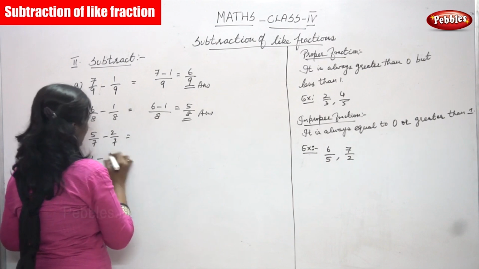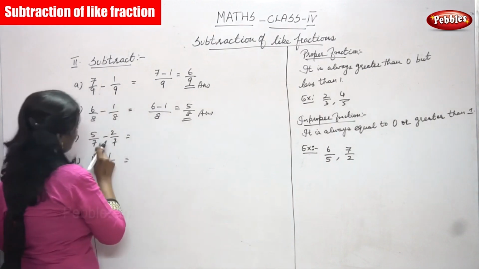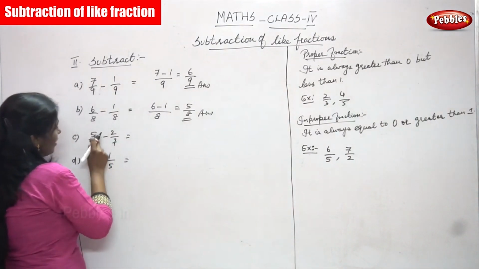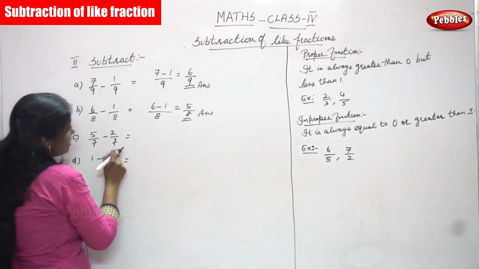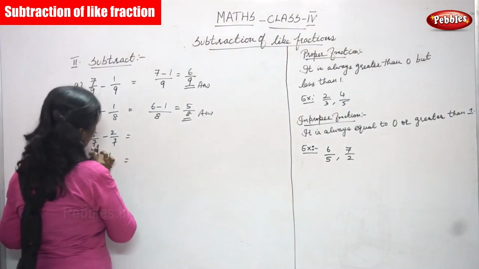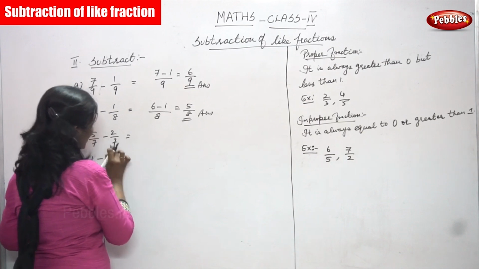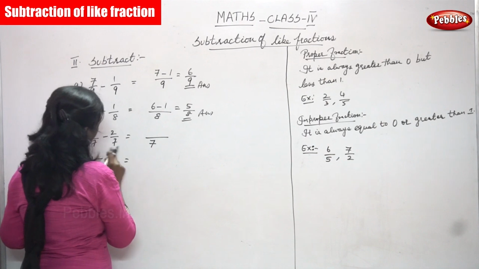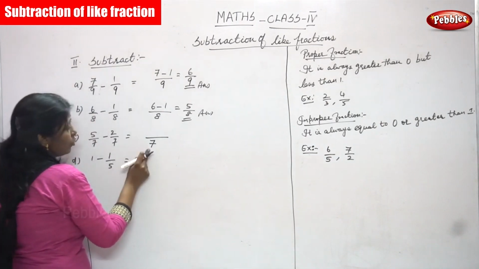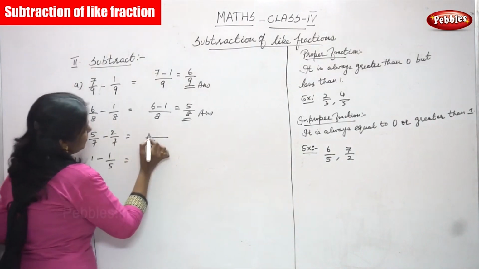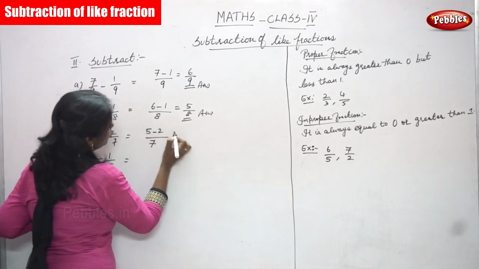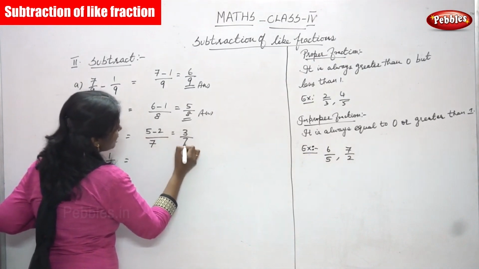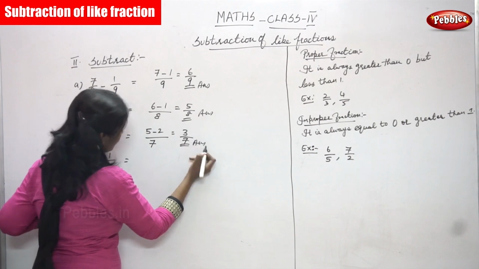Next, the third sum, that is 5 by 7 minus 2 by 7. I'll repeat, 5 by 7 minus 2 by 7. You look at the denominators, and both are the same. That means it is a like fraction. If the denominator is the same, you write it one time. Then you subtract the numerators, 5 minus 2, and you write 3 by 7. This is the right answer for the question.